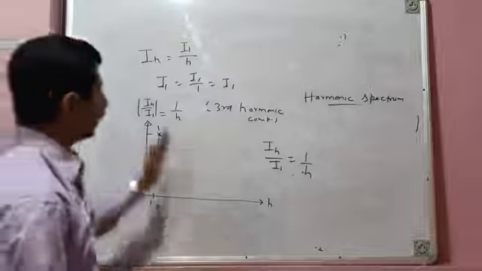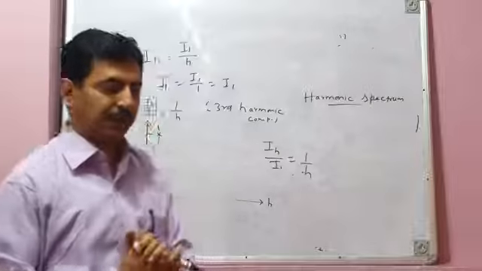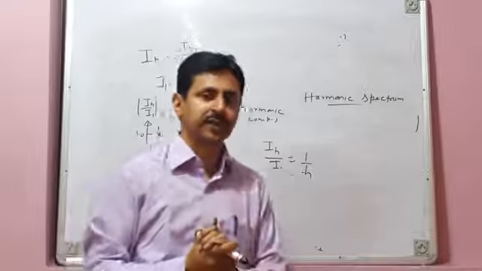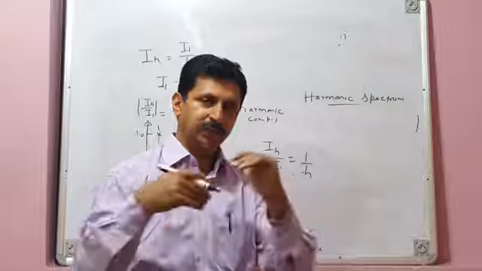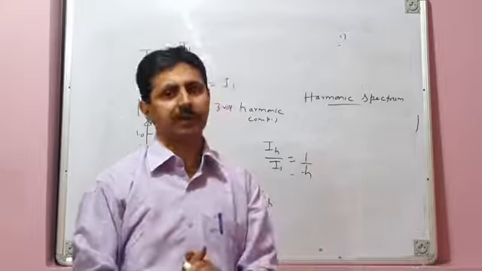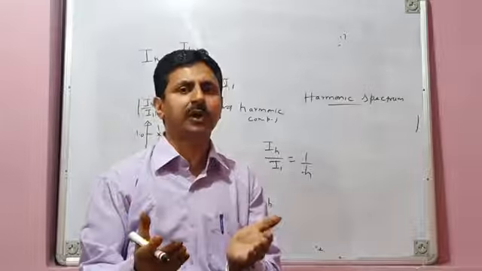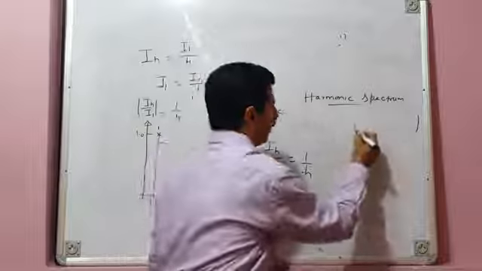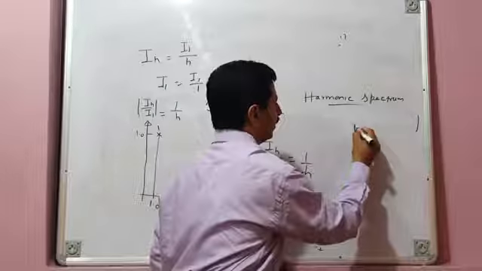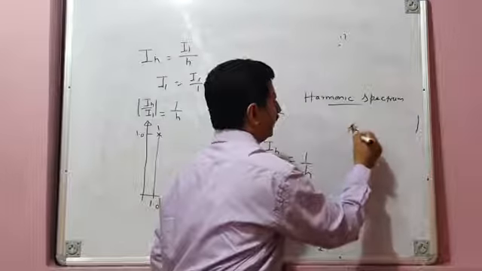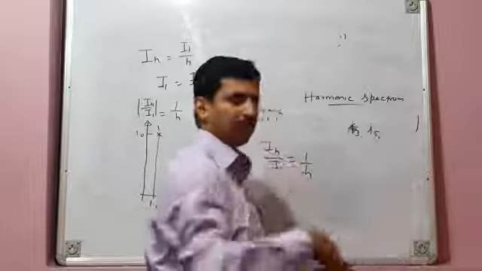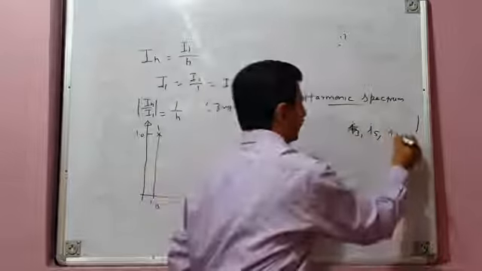Now the fundamental component will be followed. Since your current is not sinusoidal, it is distorted. So in addition to the fundamental component, it will have harmonics. What is the most predominant harmonic? Along with the fundamental component, it will have the third harmonic, I3, and the fifth harmonic, I5. All odd harmonics are present, I7, and so on.